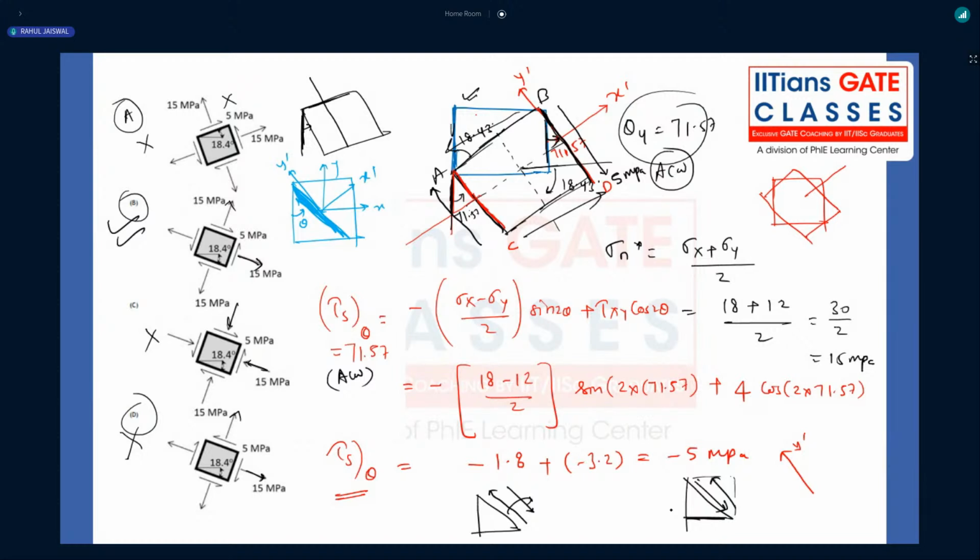No need to tilt your hand or whatever the coordinate axis. Directly with the help of that, you can get it. If it is negative, it has to be anti-clockwise. Anti-clockwise means on this one it is like this. Which option is showing that one? This one, right? All of you understanding?